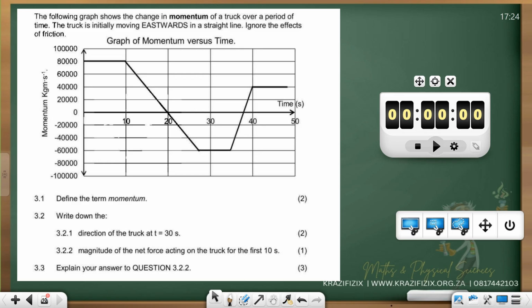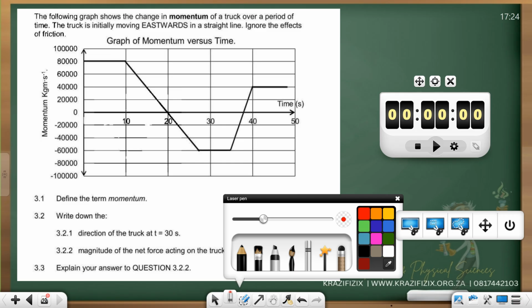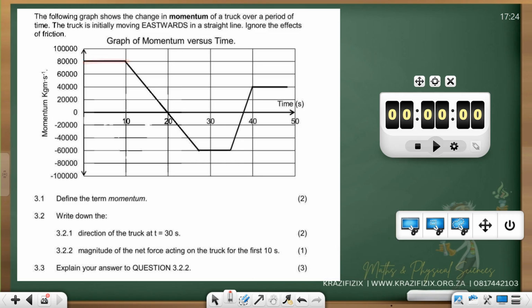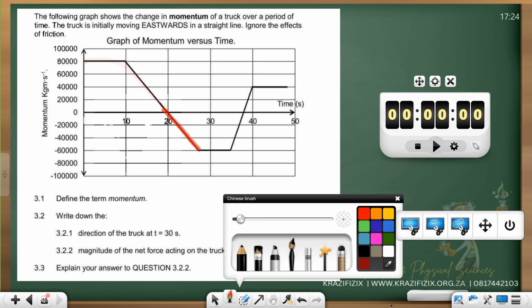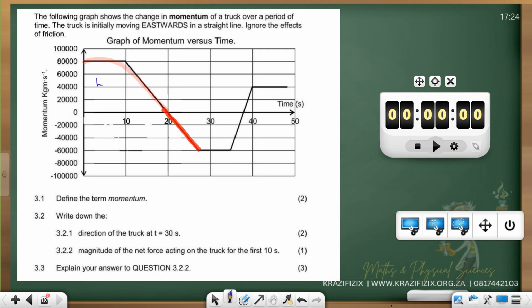All right, guys, were you able to answer? The following graph shows the change in momentum of a truck over a period of time. The truck is initially moving eastward. Now, when they say it's initially, look at the graph. Where is your graph starting from? From here, it means east is positive. So this is your east, then it changes, and that will be west. So originally moving eastward, so that will be east, and west obviously becomes your negative.